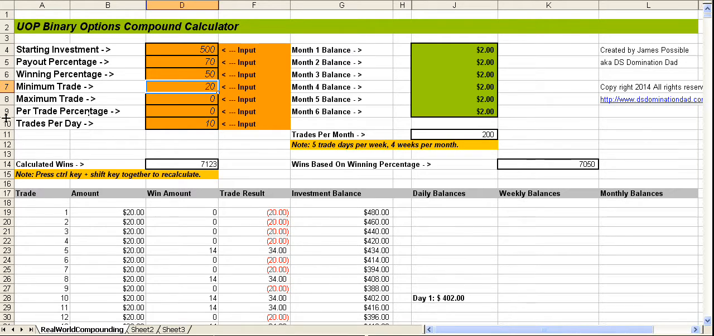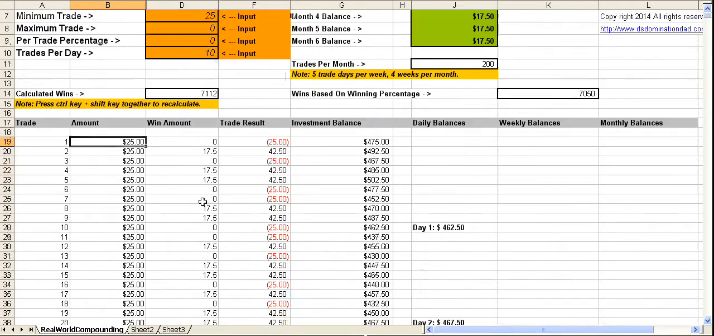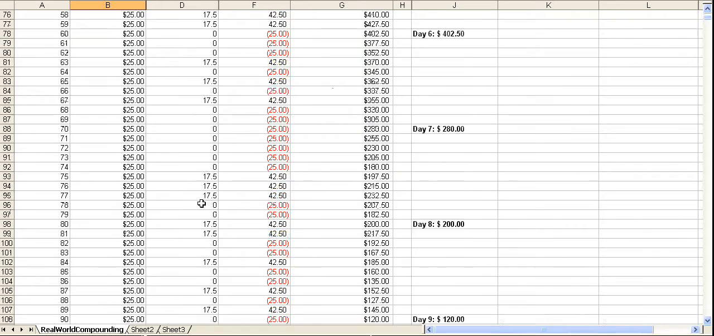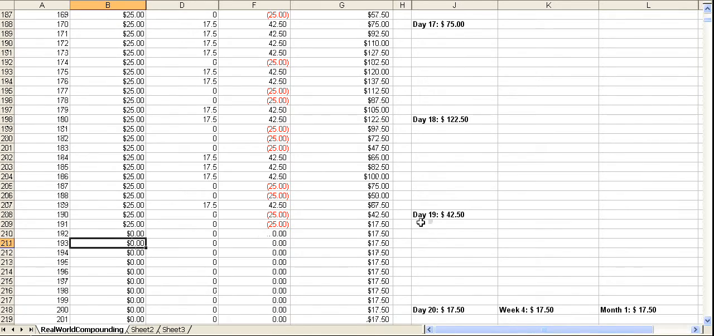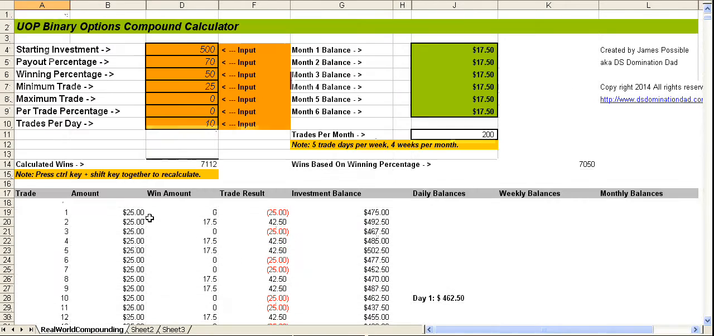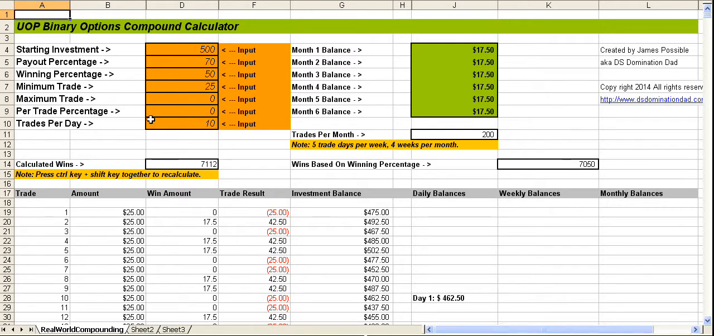So by setting the per trade percentage, which is the percent on your investment that you want to trade per trade, you actually are defaulting to the minimum trade amount. So I could change this to 25, and you can see that the $25 amount would be the minimum all the way down until you hit 0 because you've broken the account. Okay. Max trade, I'll go into that in just a second.